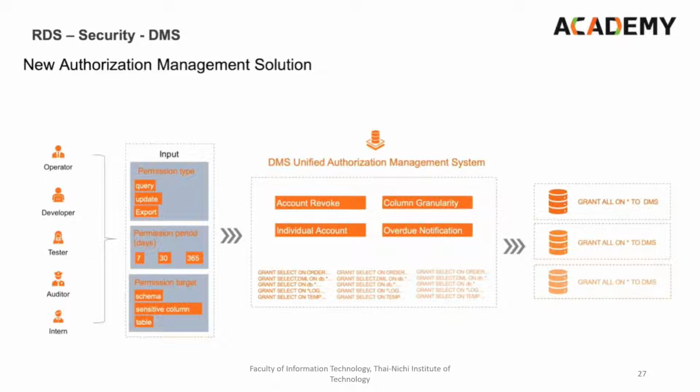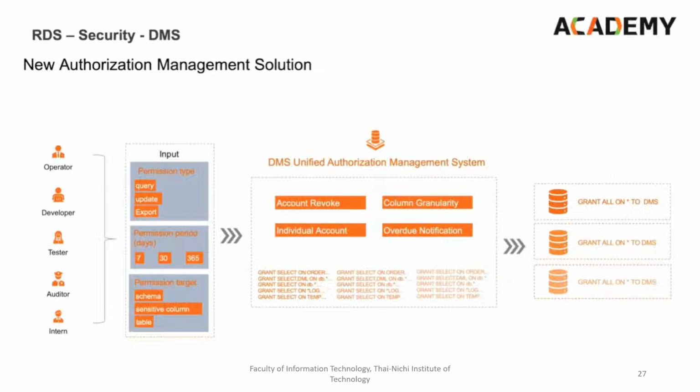And now we see the new authorization management system. We have the operator, developer, tester, auditor, and intern. They all go into one particular system. Based on their type of user, there will be some permission types given, whether to give only for query, only for update, or all the permissions, and then the time of giving the permissions. For example, the intern can be given 30 days of access or 7 days of access, and the remaining people can be given 365 days of access.